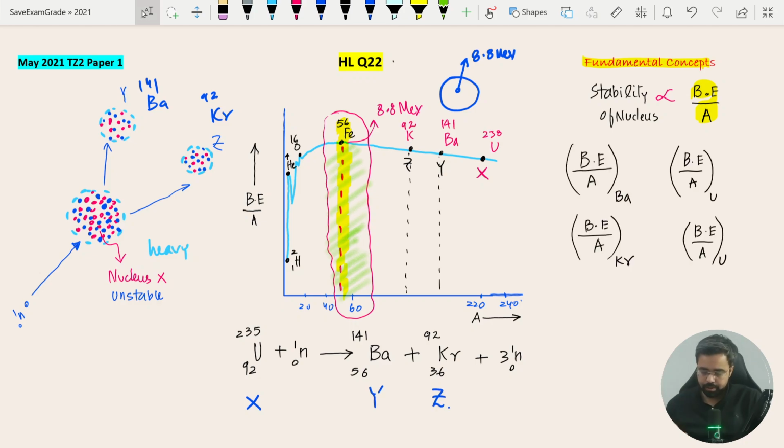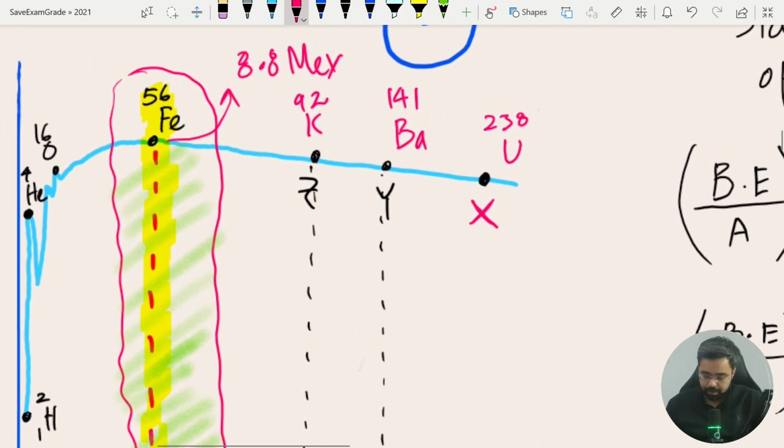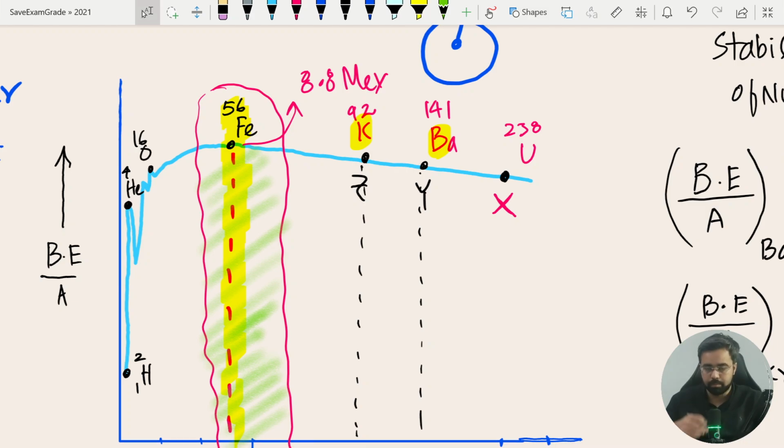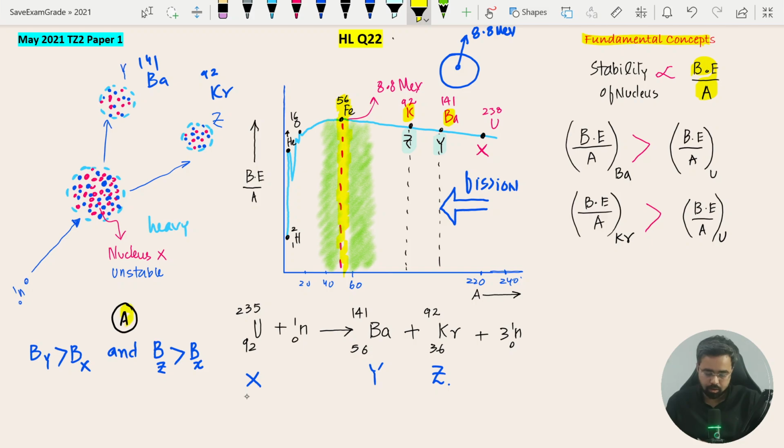So don't you think that the binding energy per nucleon for barium is more than for uranium, as well as for krypton it is more than uranium? Because both of these fragments, barium and krypton, lie above uranium on this curve, and hence they have more binding energy per nucleon. They are more stable. So as a result, Y and Z both will have more binding energy per nucleon than element X. So A is the right answer for this question.